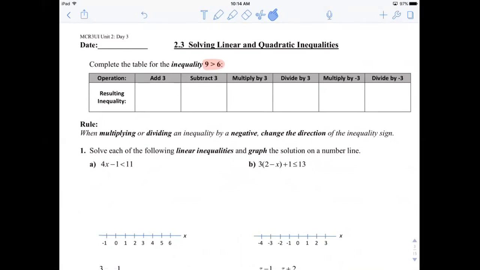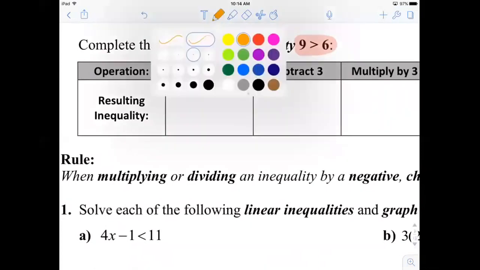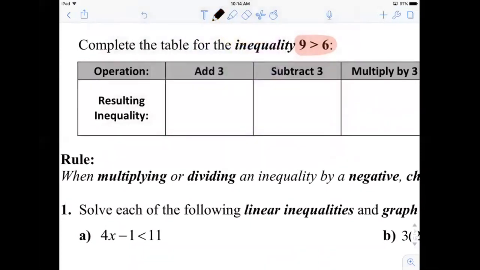So let's start with a statement that we know is obviously true, that 9 is greater than 6. And let's see what happens when we start to take each side of that inequality and make some changes. So for example, if we add 3 to both sides, well, if we add 3 on the left, that's 12. We add 3 on the right, that's 9. And well, yes, it's still true that 12 is greater than 9. So that inequality, or that greater than less than symbol, is still pointing in the same direction. We haven't had to change that inequality statement at all.